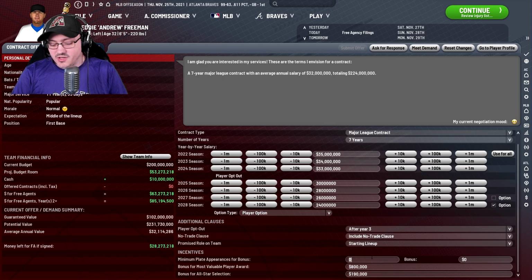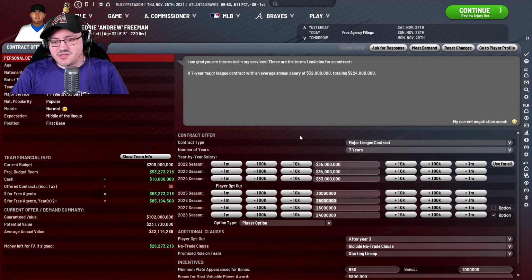I would also be willing to give him, let's see, for 650 plate appearances, I'd be willing to give you another $1 million. That's pretty good. That means that if Freddie Freeman stays healthy, has 650 plate appearances, not at bats, plate appearances, that includes walks, then he will earn another $1 million every single year. So this is a pretty good contract.